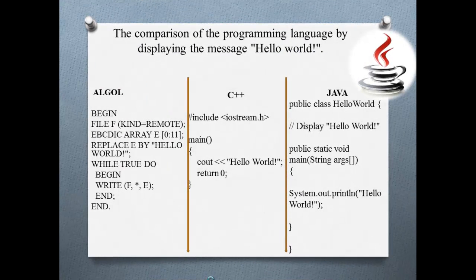The comparison of programming languages by displaying the message Hello World. Algol, C++, Java, implementing three different types of language styles for representing the Hello World message.